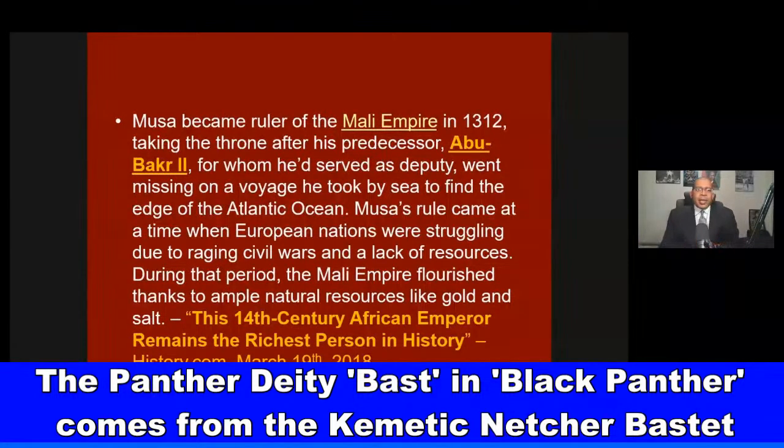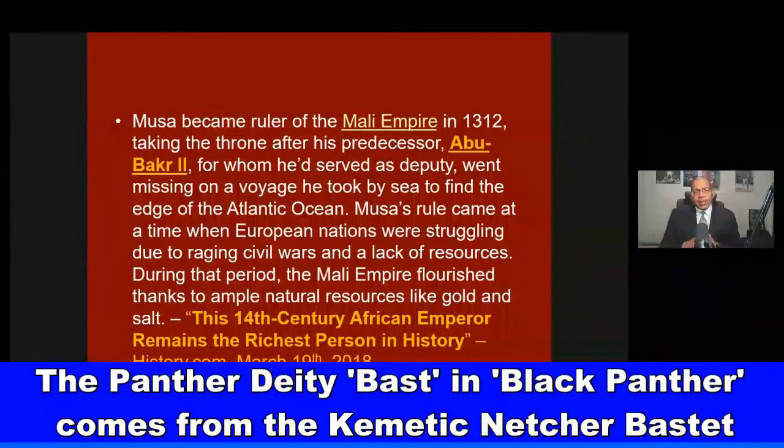Mansa Musa became ruler of the Mali Empire in 1312 Common Era, or AD, taking the throne after his predecessor, Abubakar II, for whom he'd served as deputy, went missing on a voyage he took by sea to find the edge of the Atlantic Ocean. Mansa Musa's rule came at a time, now this is extremely important right here.